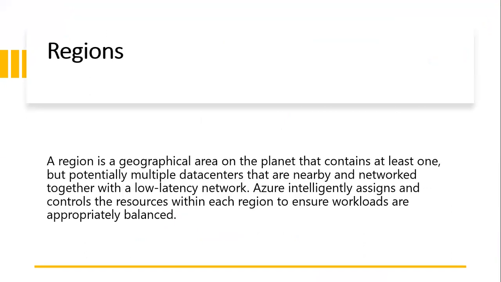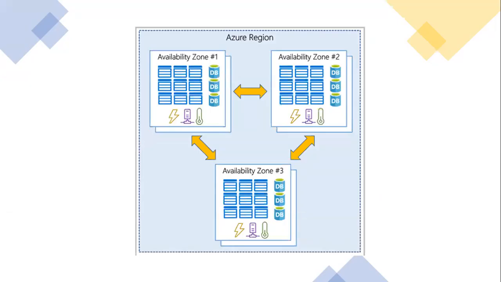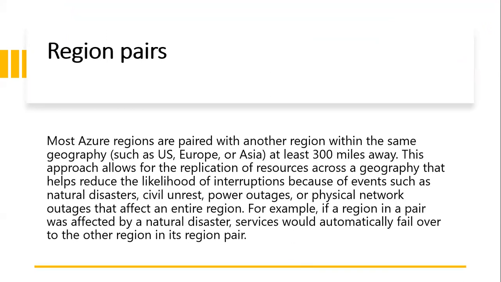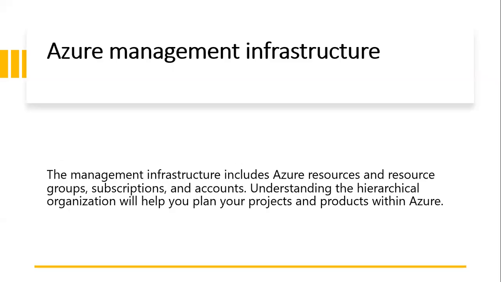Then physical infrastructure. In physical infrastructure, we studied regions and availability zones. There is an Azure region inside which there are a number of availability zones, and inside the availability zone there are data centers. Then regional pairs. We saw how a regional pair works.